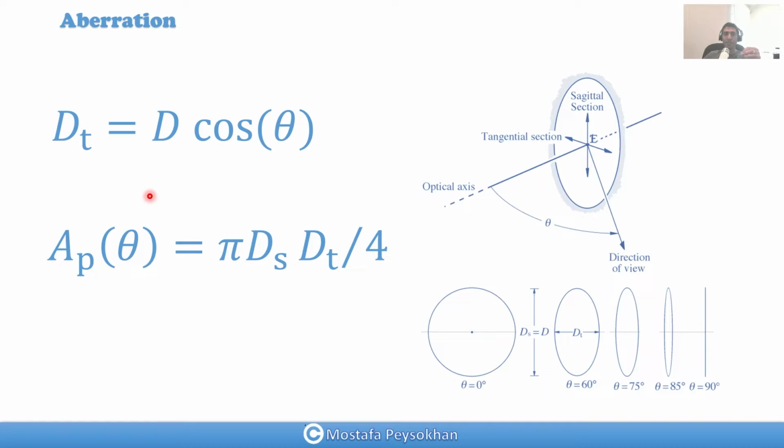So the diameter in the tangential direction is a function of the angle. Let's say at first we have diameter d, ds is equal to d, and this direction is d tangential. The total area, because it's a circular object, is pi ds dt over 4. But dt is a function of cosine theta. So if we put dt into this equation, then we can say the area itself is a function of theta.